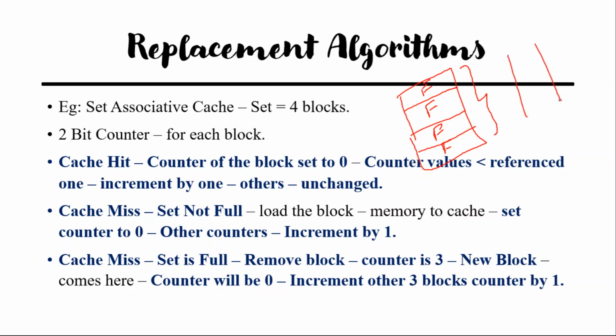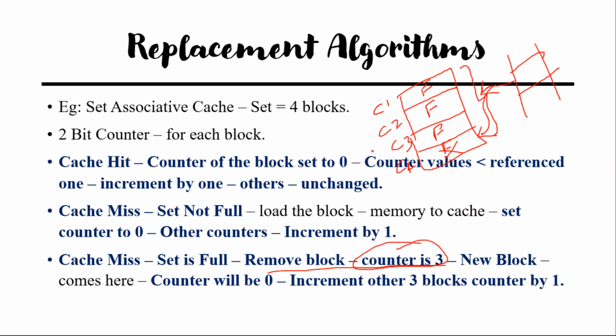You have identified a new block, and that block should come to cache memory, but there is no empty space. So it is very much required to replace one of the blocks. Which block will we replace? The algorithm says to remove the block whose counter value is 3. So check the counter value for all the blocks. We have counter 1, counter 2, counter 3 and counter 4. If there is a block with counter value 3, that means it is not recently used. Say for this block the counter value is 3, then replace this block. The new block will come here, that's it.